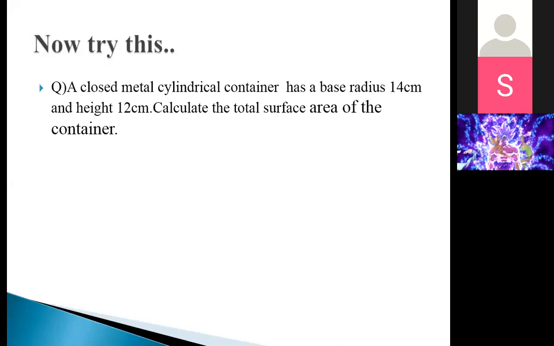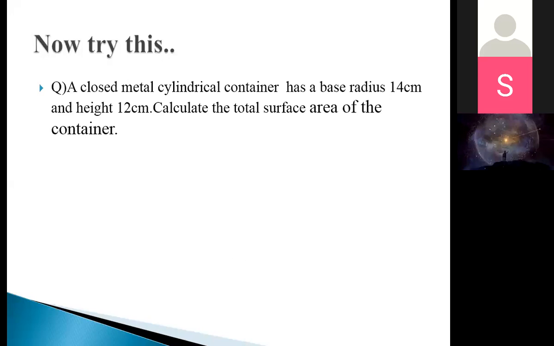Now you know that there are two circles. So what will be the formula? 2 pi r square, right? It's a closed metal cylinder. So the formula will be 2 pi r square for area of circle, right? Now you look at the closed surface of the cylinder. When you open it, it forms a rectangle.